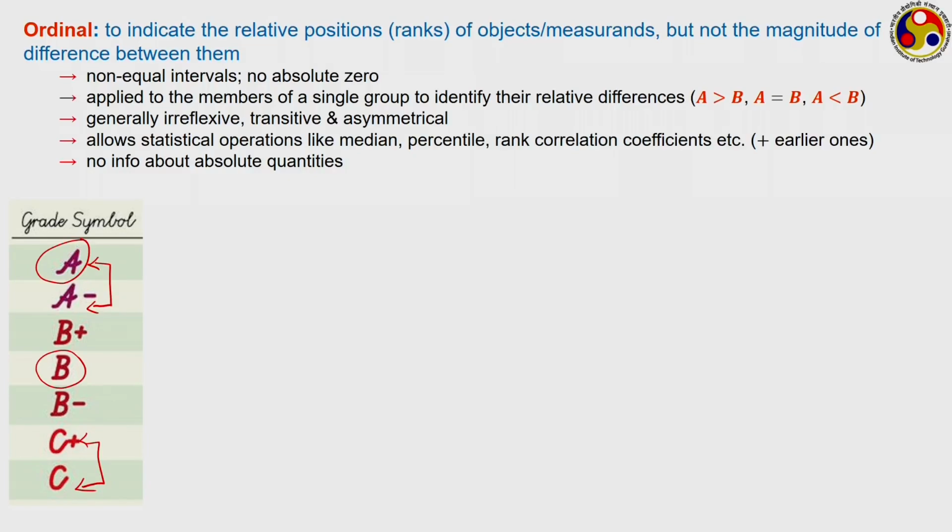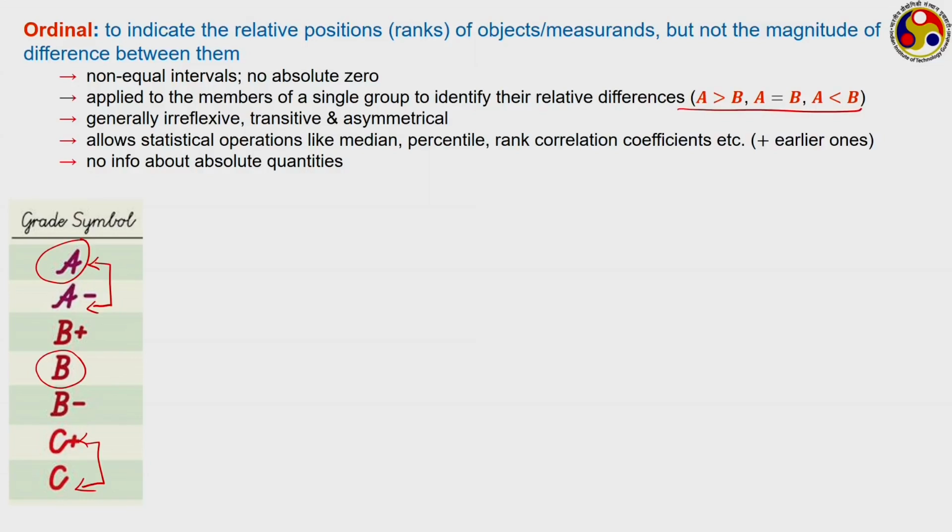It is also not going to give you any idea whether the difference in marks between the students belonging to group A and A minus, whatever that difference is, is the same as in the case of C and C plus. That may be same, may not be same, it does not matter in this kind of classification. It is simply a rank kind of thing. It will only check whether A is greater than B, A equal to B, or A less than B.